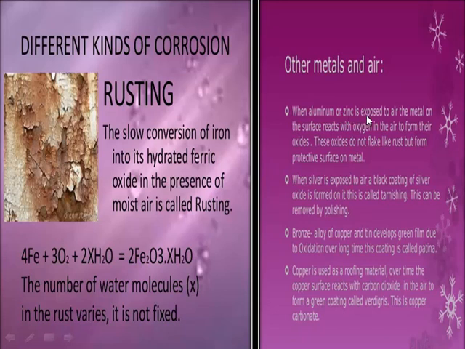When aluminium or zinc is exposed to air, the metal on the surface reacts with oxygen in the air to form their oxides. These oxides do not flake like rust but form a protective surface on the metal. When silver is exposed to air, a black coating of silver oxide is formed on it. This is called tarnishing. This can be removed by polishing. Bronze, an alloy of copper and tin, develops a green film due to oxidation over a long time. This coating is called patina.